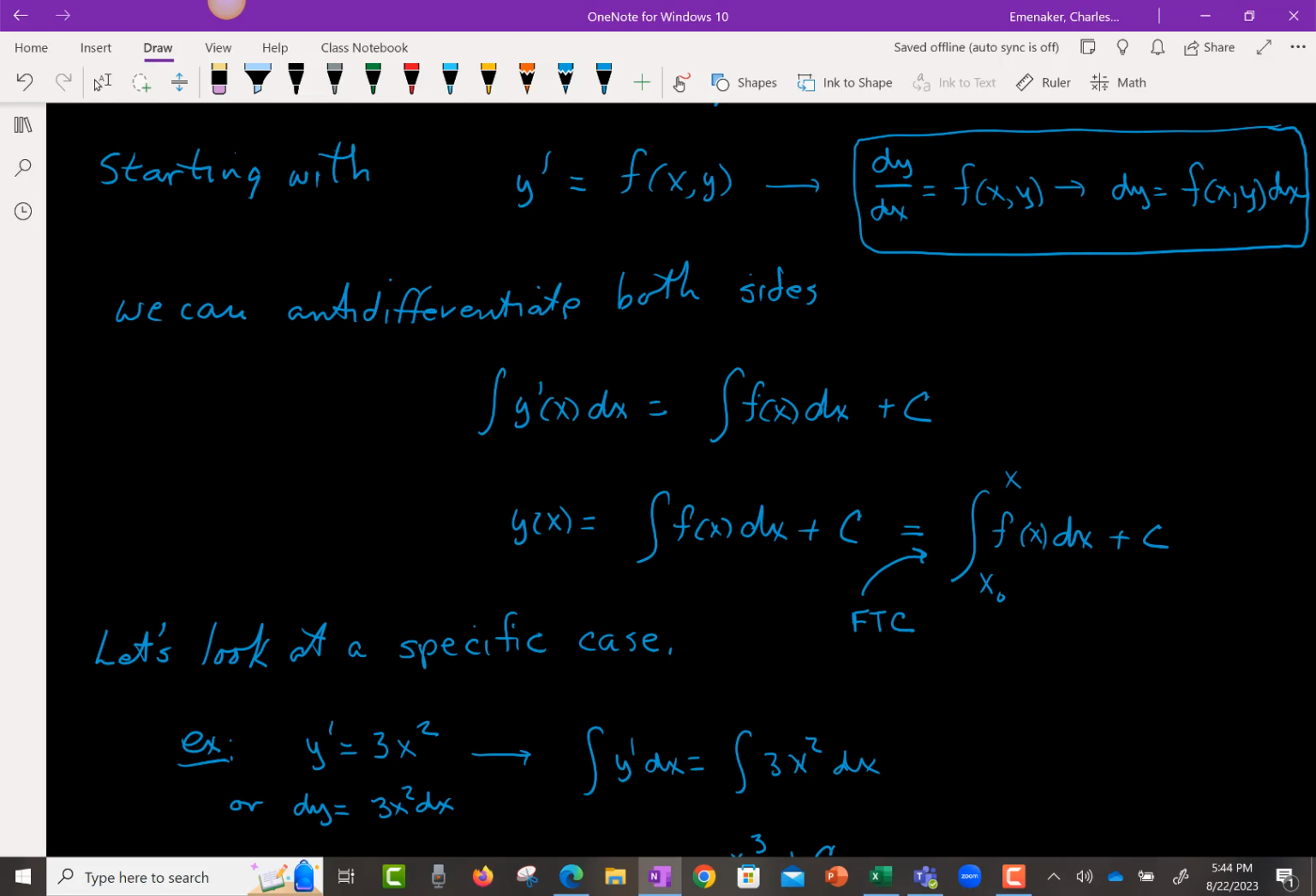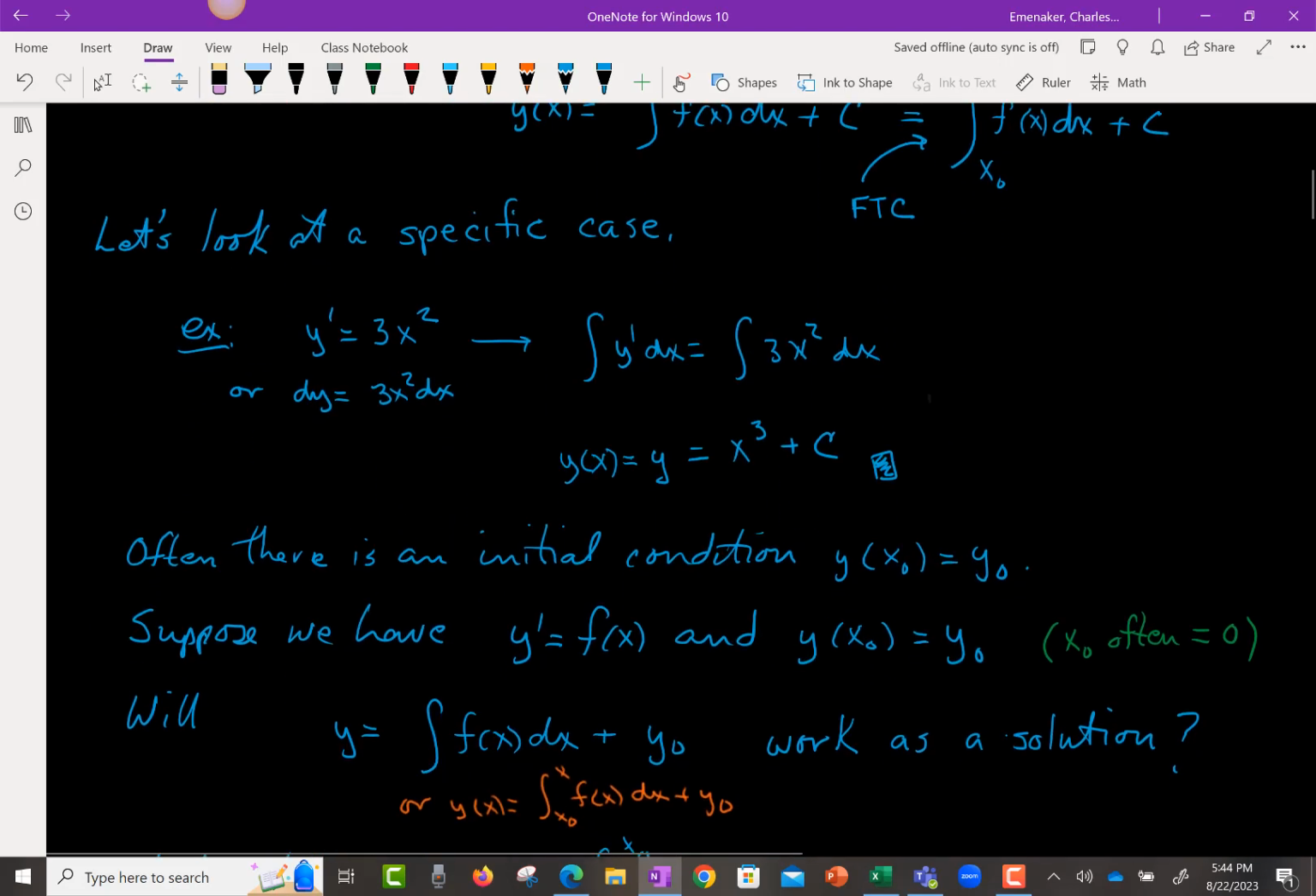Pulling back to some of your earlier experiences in calculus, recall the fundamental theorem of calculus says that if we have a function where we have the integral of f of x dx, that can be written as the integral of f of x dx from x0 up to some other value of x. And of course, you still have the plus c. So just reminding you that the fundamental theorem of calculus allows us to rewrite it like this. That's going to come in handy as this video progresses.